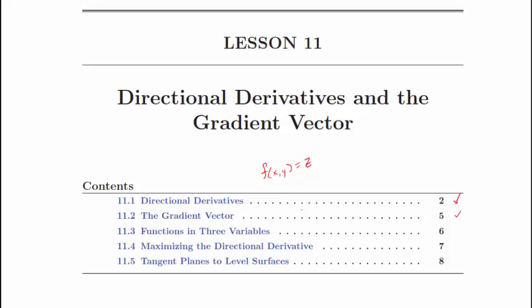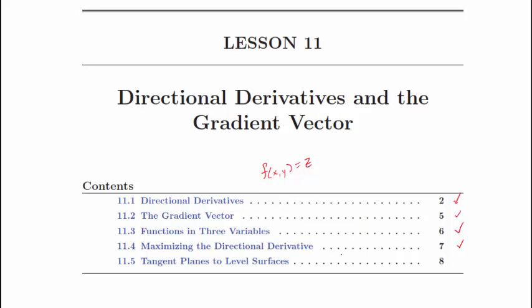We'll talk about directional derivatives and the gradient vector for functions in three variables as well. And then we will look at how to find the direction of maximum increase of z. So we want to say what is the maximal directional derivative, and it's actually a really nice and simple formula for finding that.